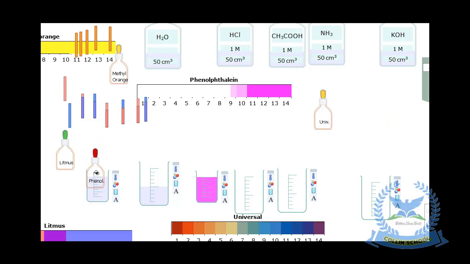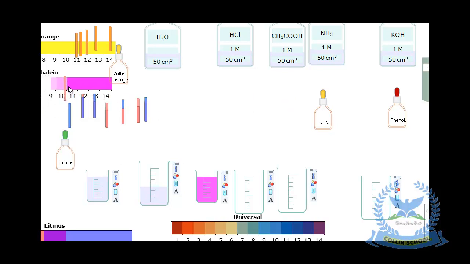And also in a neutral substance, phenolphthalein remains colorless. Okay, we've talked about those. So I want us to talk about the universal indicator.